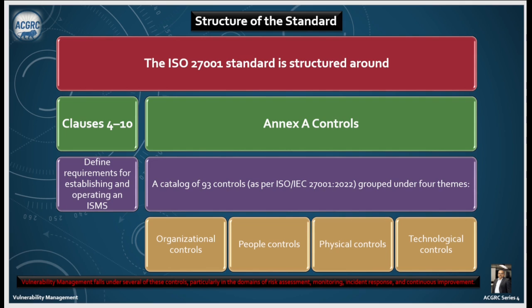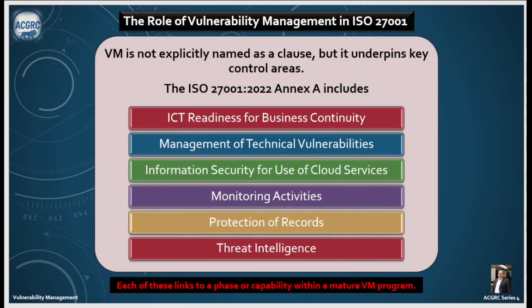In summary, the structure of ISO 27001 combines a strong management framework, that is clause 4 to 10, with flexible security controls, that's Annex A. This is to help organizations protect information in a systematic, business-aligned way. I hope now you understand the context of the screen, the structure of the standard. Let's look at the role of vulnerability management in ISO 27001.